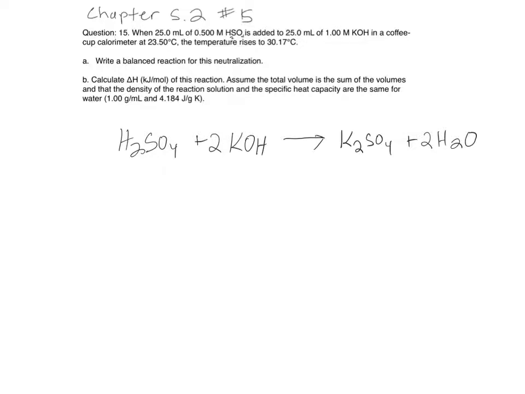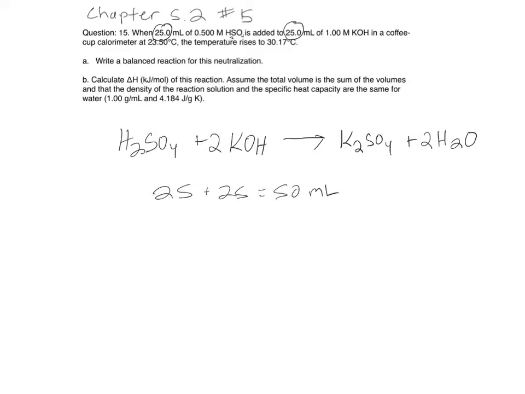Let's move on to step B. Calculate standard enthalpy. Now remember, standard enthalpy is just the enthalpy change that occurs when a system has 1 mole of matter that is transformed by a chemical reaction like this one under standard conditions. So in order to do this, we first need to figure out how much volume we're dealing with. They told us up here that we have 25 milliliters of H2SO4 and 25 milliliters of KOH. So 25 plus 25 gives us 50 mL.